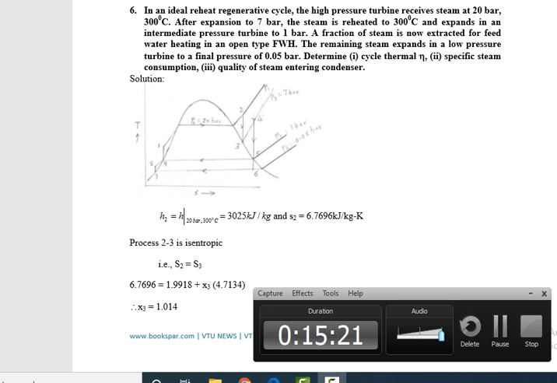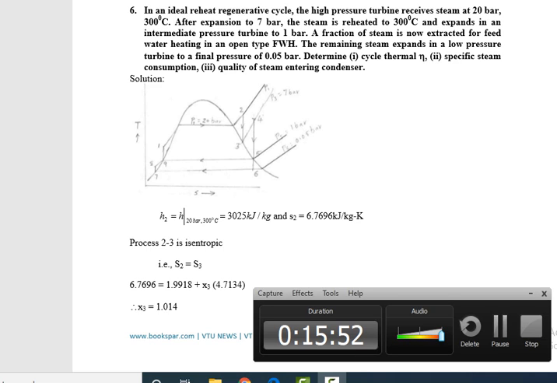to 1 bar. A fraction of steam is now extracted for feed water heating in an open type feed water heater. The remaining steam expands in a low pressure turbine to a final pressure of 0.05 bar. Determine: first, the cycle thermal efficiency; second, the specific steam consumption; and third and last, the quality of steam entering the condenser.